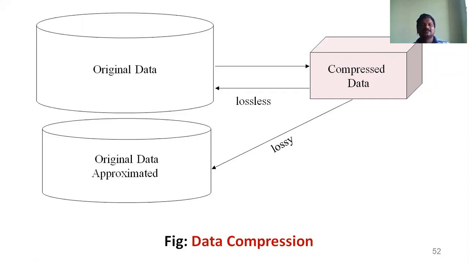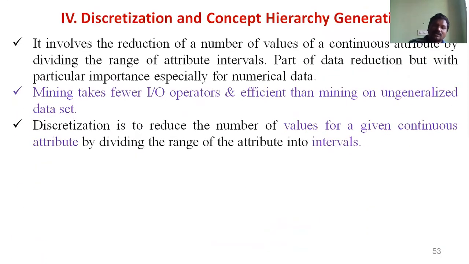These are all different techniques for data reduction. And then discretization, or concept hierarchy generation, is another approach. You will apply this discretization on numerical data and categorical data. It involves the reduction of the number of values of continuous data. This kind of discretization is applied on continuous data or categorical data.